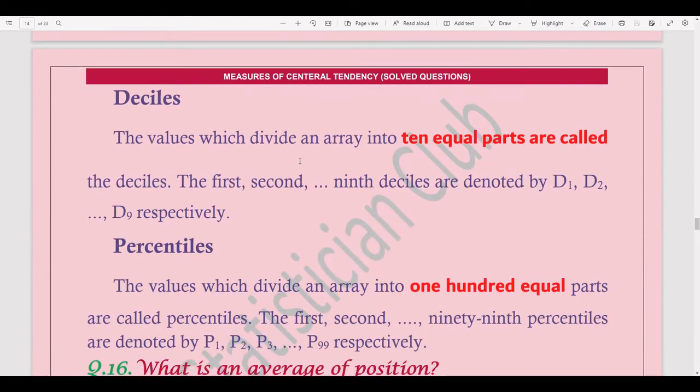Define decile and percentile. What is a decile? The value which divides an array. Array means data which is arranged in ascending or descending order. So the value which divides an array into 10 equal parts is called a decile. So D1 means the first 10 percent. If your data set constitutes 100 items, then the first 10 items are D1, 11 to 20 D2, 21 to 30 D3, 31 to 40 D4, 41 to 50 D5, and so on, 91 to 100 D10.